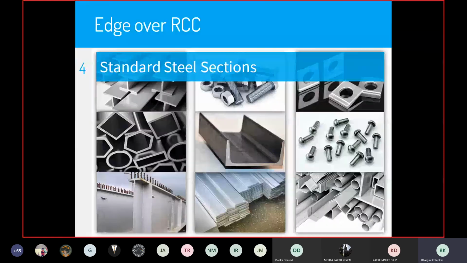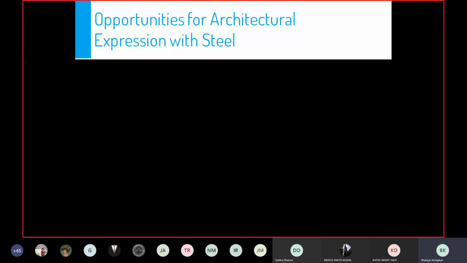And the last one is opportunities for architectural expression. That is something that we started with, is that there is no limit to the type of structure that you can construct with steel.